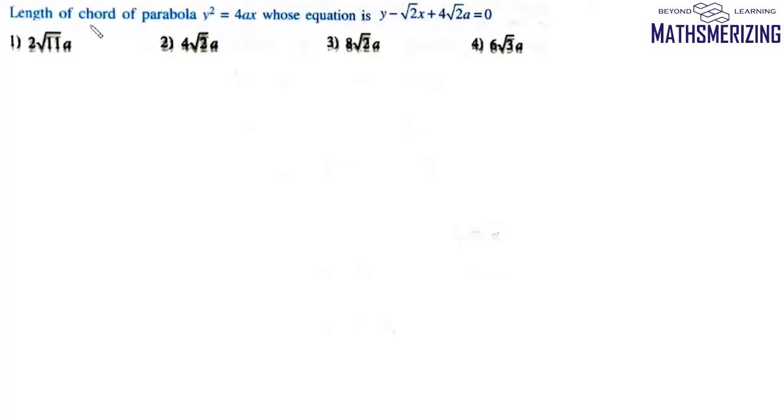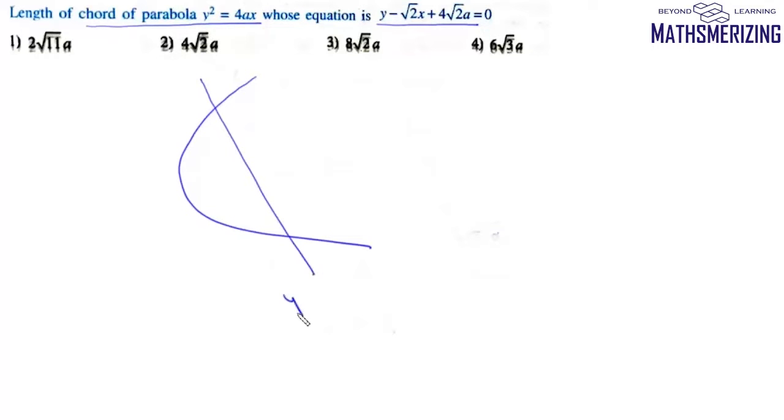Now here the question is the length of the chord of parabola y² = 4ax, whose equation is y - √2x + 4√2a = 0. So we have this parabola, and then we have a chord of this parabola, which is y - √2x + 4√2a = 0, and we need to find the length of this chord. Suppose this is A and this is B.